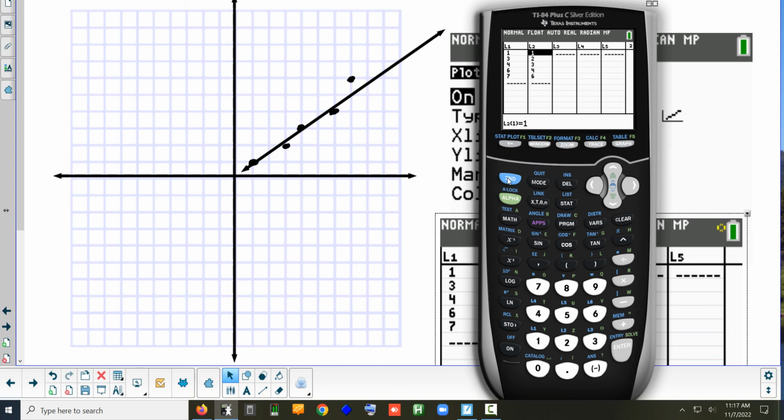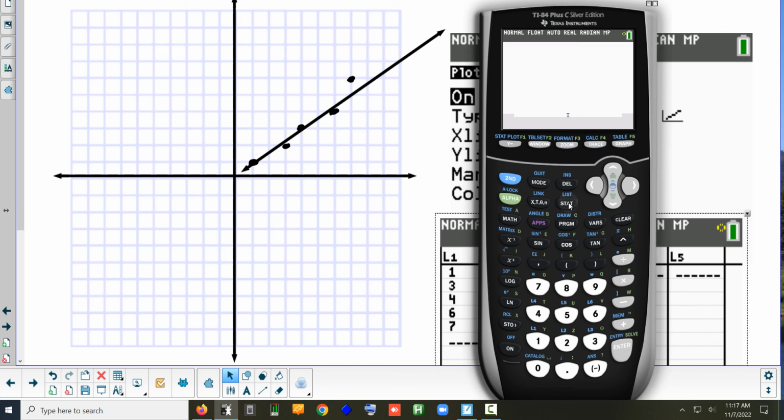The only thing that I had to make sure that I do was turn the scatter plot on, which you can do from the screen, changing on to off, off to on, or you can do it right at the y equals screen. Now, if I hit graph, I will see the points that I just made.